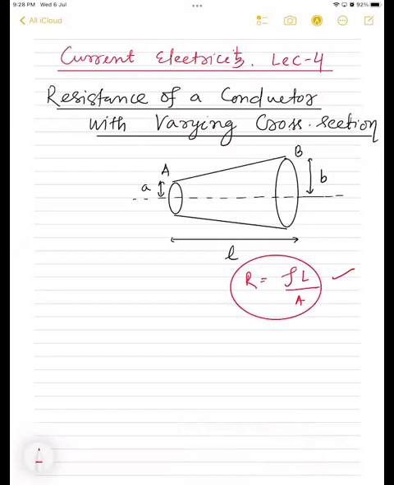The length is L. At the starting end the radius is A, and on this side the radius is B. So what to do for this? The figure shows a conductor of length L having a cross section whose radius varies uniformly from A to B. From A to B, the radius is varying, right? And let the resistivity of the material be rho.